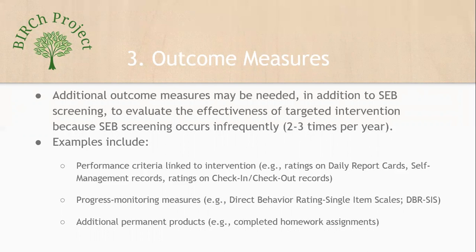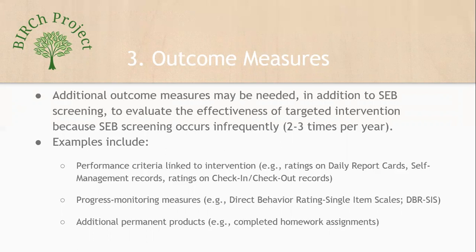So for example, in a daily behavior report card or a check-in, check-out intervention, there are daily ratings that occur. And these rating data can be used and graphed over time to see whether or not a student is making progress in the short term. There may also be additional progress monitoring measures related to behavior that are efficient and can be used, things such as direct behavior rating scales that can be used for each student to give you a constant stream of data that indicate whether or not the student's behavior is changing over time.